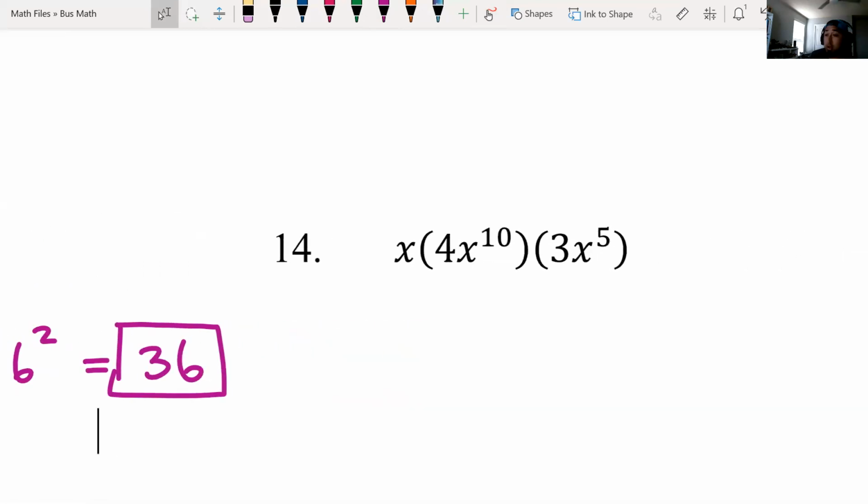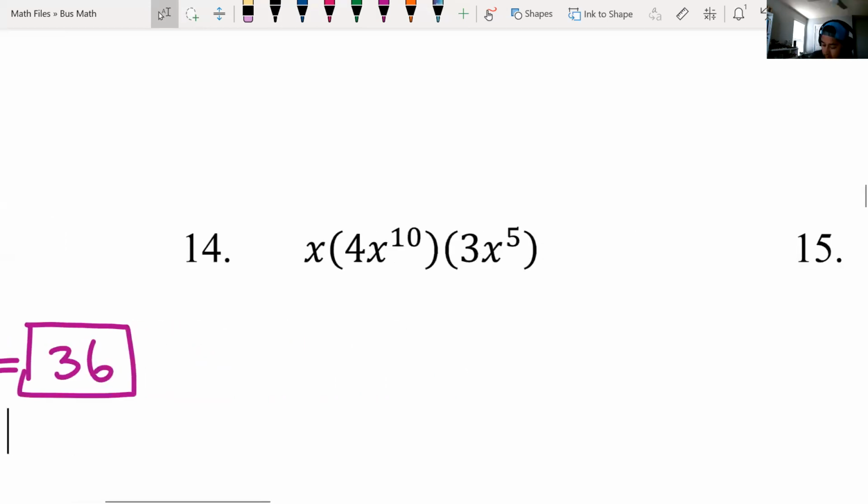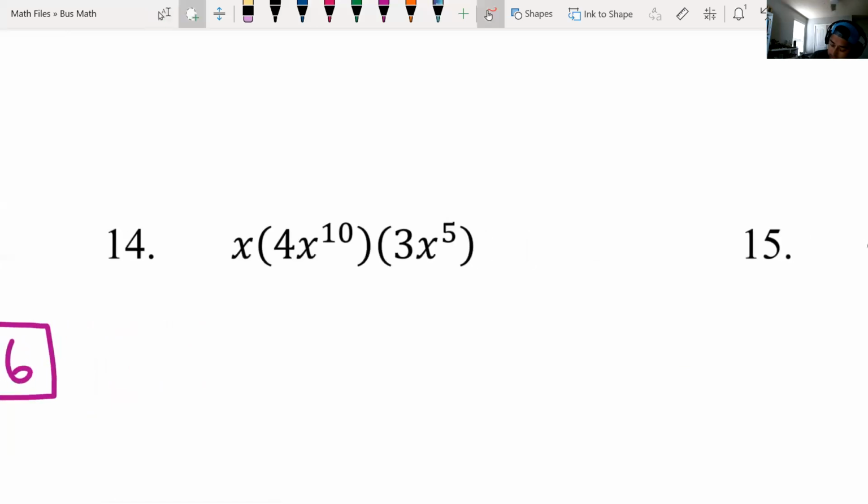14. X times 4x to the 10 times 3x to the 5th. So what we're going to do first is handle the coefficients. So we're going to put this 4 and that 3 together. So we're going to have 4 times 3, which gives me 12.